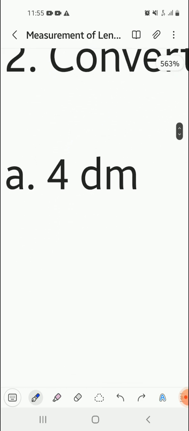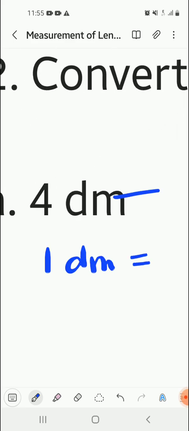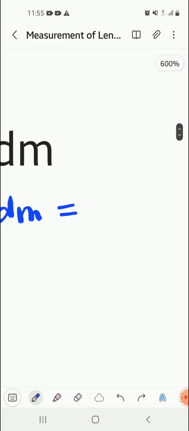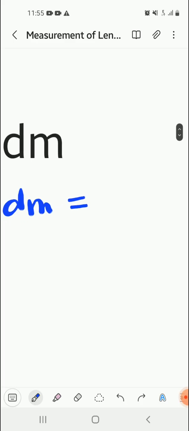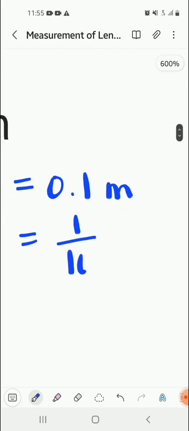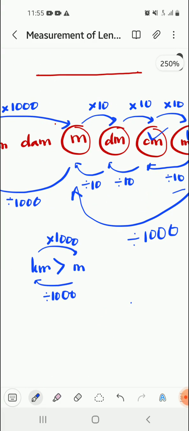So let's move to this. Now we have got 1 decimeter. First we have to understand what 1 decimeter is in terms of meter, because it is from decimeter to meter. So 1 decimeter is equal to 0.1 meter, or you can also write it as 1 by 10 meter. You can see from decimeter to meter we have to divide by 10. So that's what we had done.